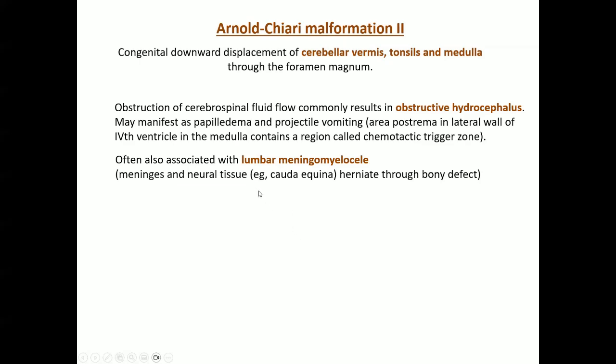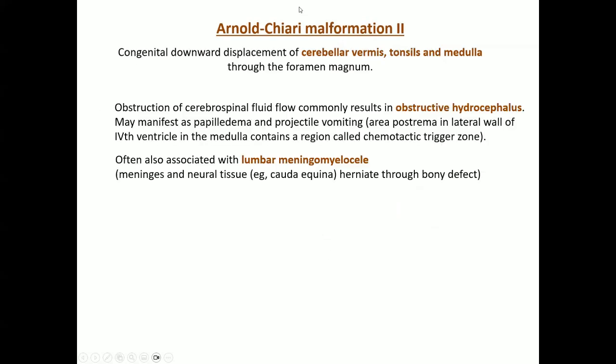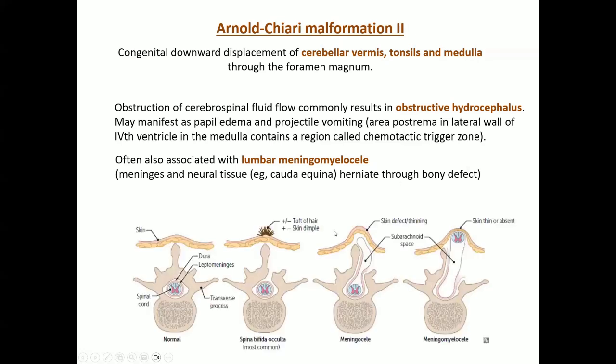So what else is being associated? You remember in Chiari 1, we have that syrinx in the spinal cord associated with the hanging cerebellar tonsils and medulla through the foramen magnum. In this case, in Arnold Chiari malformation 2, we have something called lumbar meningomyelocele. Okay, very high yield. Remember it now, today. This is Friday, March 1st, that you will remember lumbar meningomyelocele is associated with Arnold Chiari Malformation 2. Okay, so what is that actually?